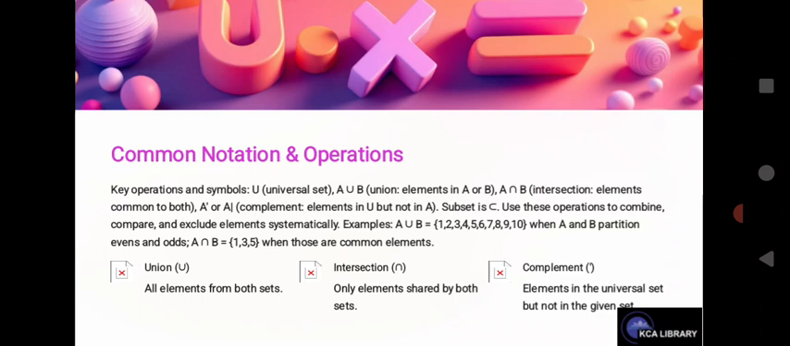The intersection means only elements that are shared by both sets. So if a set A has 1, 3, 5, and another set has 2, 3, 5, what is common? The common element between them is 3. So we call it the intersection. When you are asked to find the intersection, that is what you look out for. What is common between the sets?